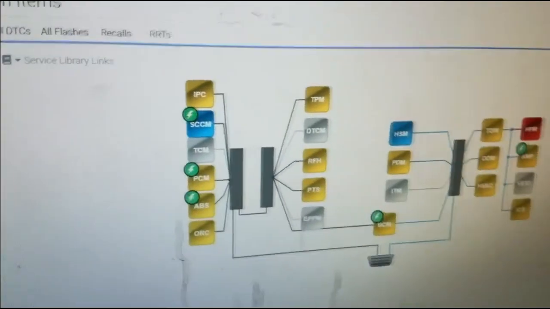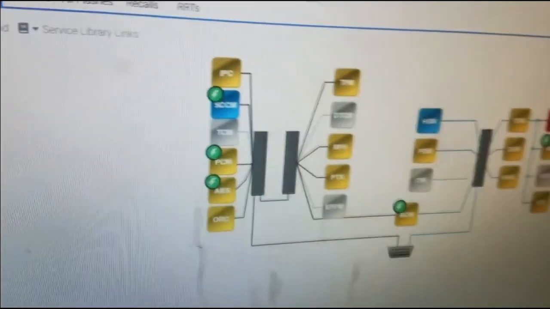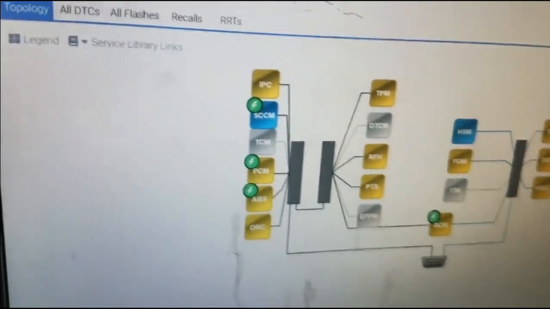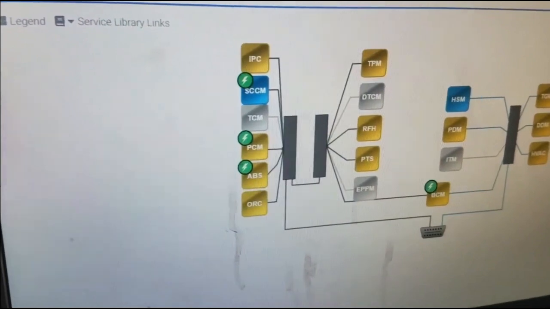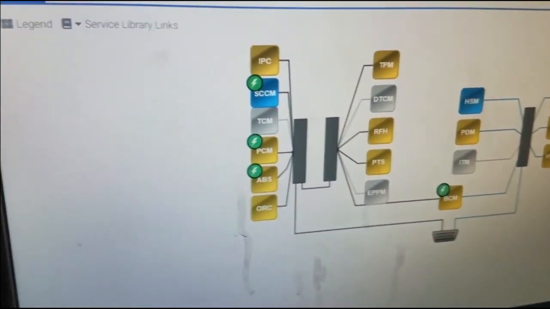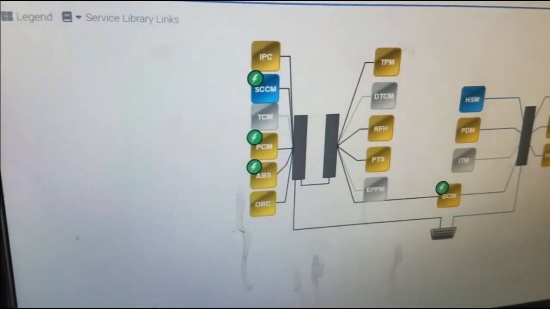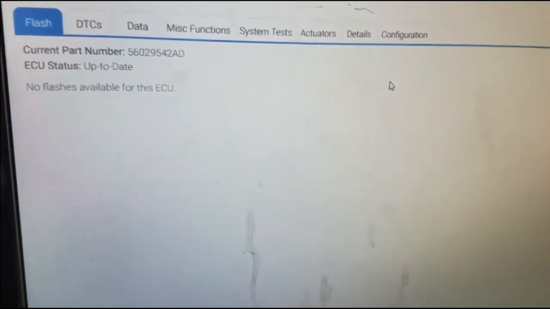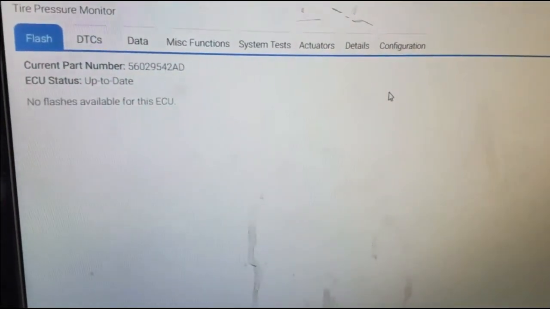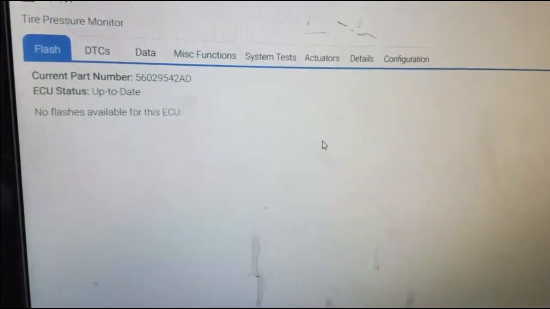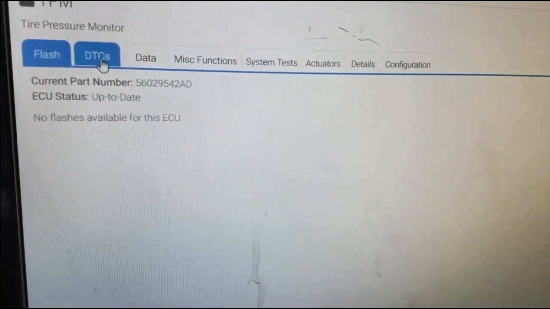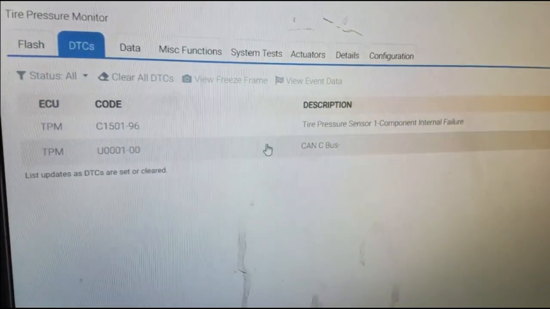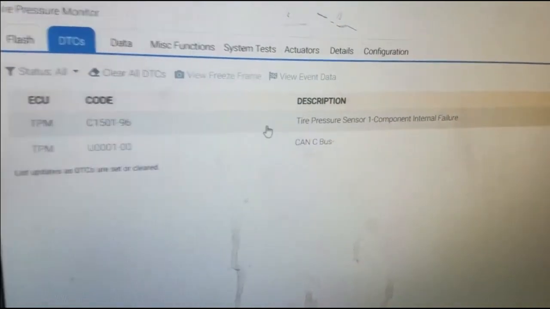All right, guys, I'm here at the computer. Whoa, a lot of yellow over here. Okay, let's see what's going on. What we want to look at is TPM. What is that? It stands for tire pressure monitor. Okay, the tire pressure monitor module. Let's see what fault code we have in DTC. Okay, we have a yes.